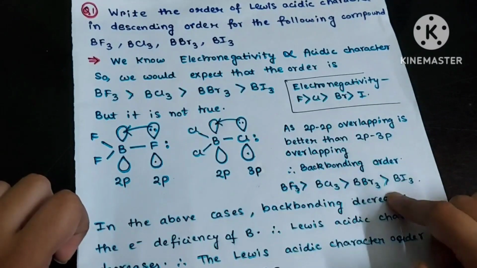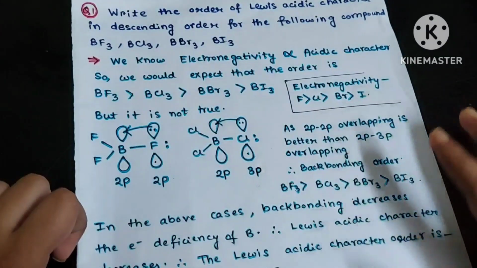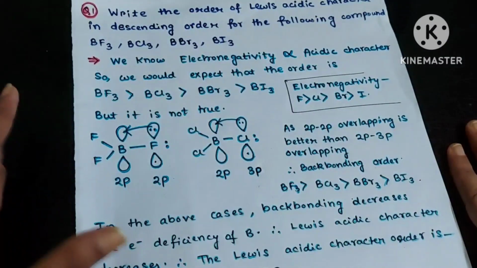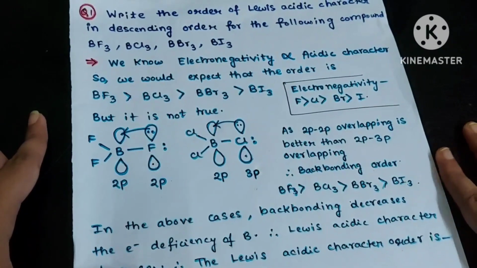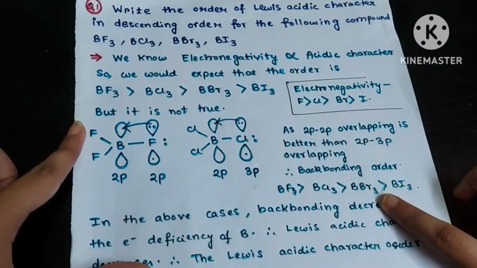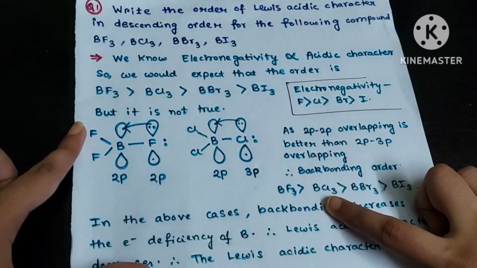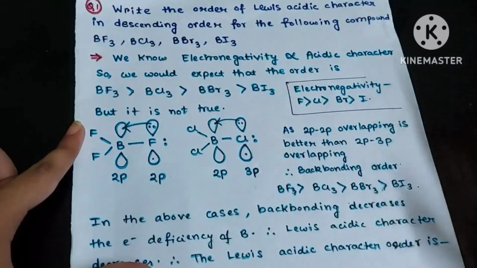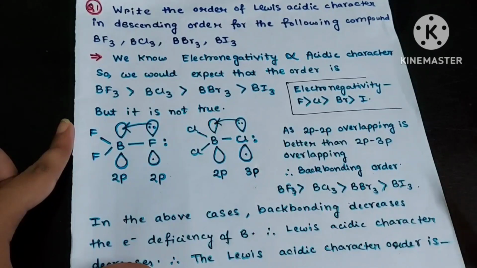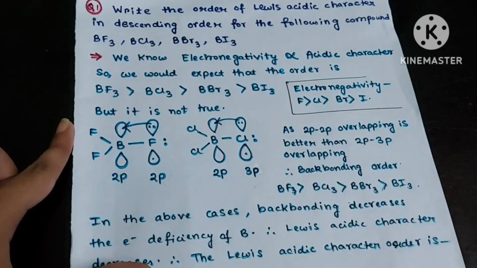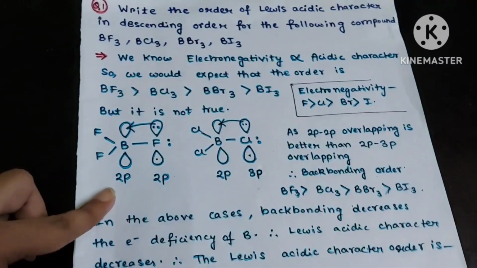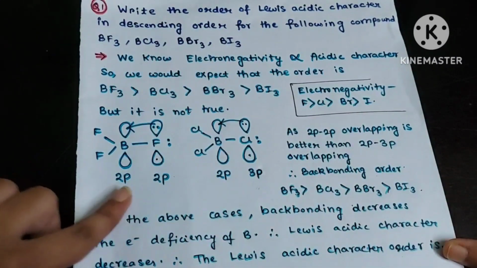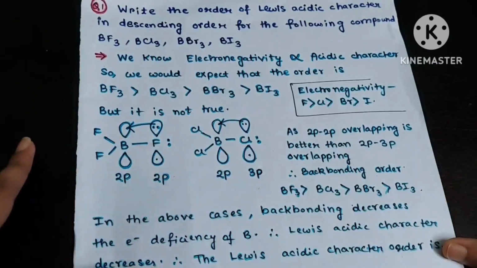Okay, this is the back bonding order, not the acidic order. And why is this the order? Because in BCl3, 2p-3p overlapping will be there, and it is less effective than 2p-2p overlapping. Overlapping is better in 2p-2p orbitals than in 2p-3p orbitals.